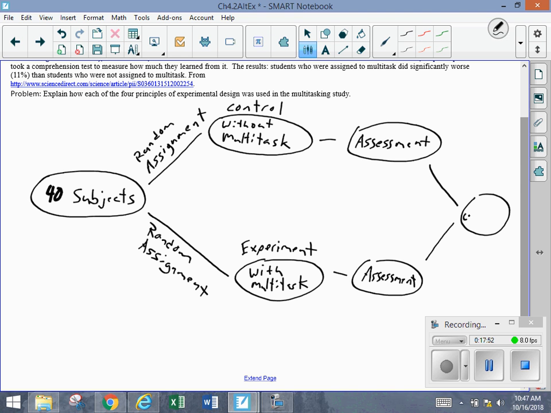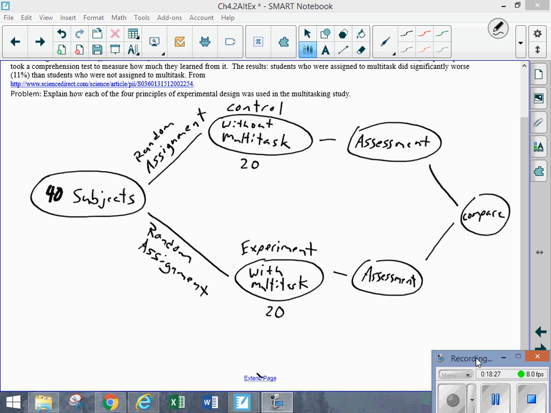I'm out of room. Alright, so we have, and we're going to put control. We're going to have 20 subjects in here. We have 20 subjects in here. All right, so we'll talk about what each of these represent, like in PowerPoint and here.